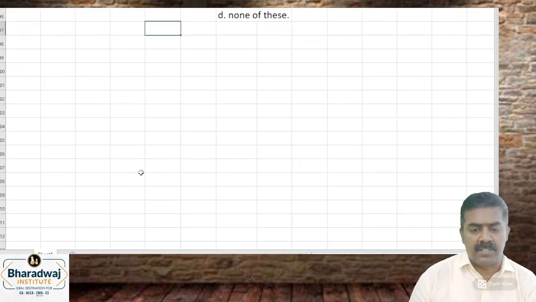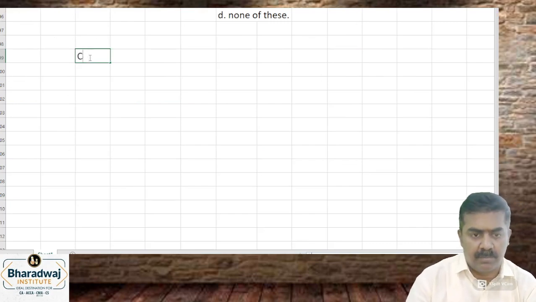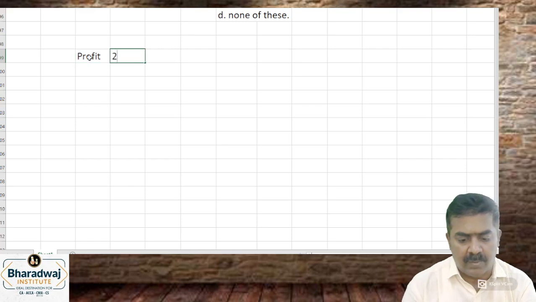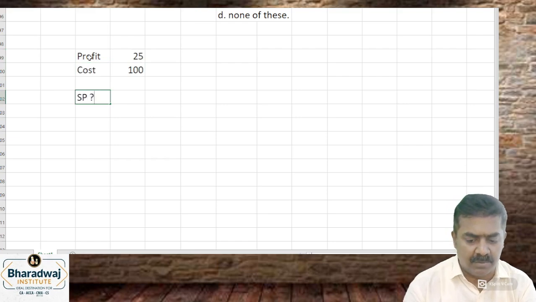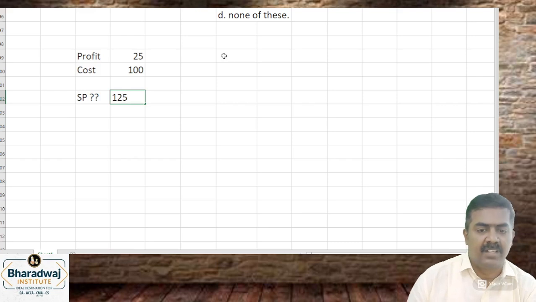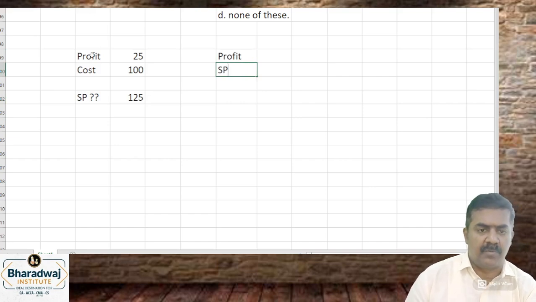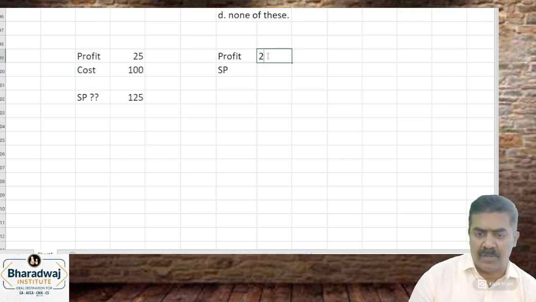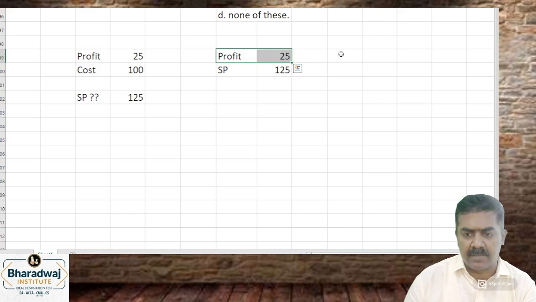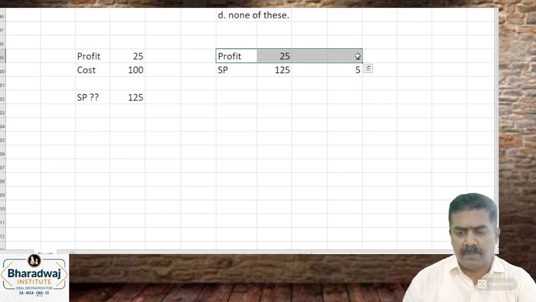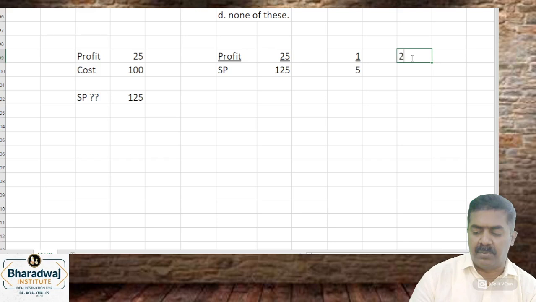If profit margin is 25% on cost, then how much on sales gets recorded? What do you mean by 25% on cost? Profit 25 means cost is 100. Then selling price will be how much? 125. Then what is the profit on selling price? Profit 25 when sales is 125. 25 by 125 can be written as 1 by 5. 1 by 5 is nothing but 0.2, nothing but 20%.